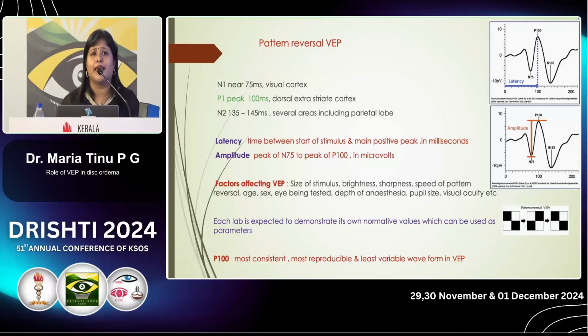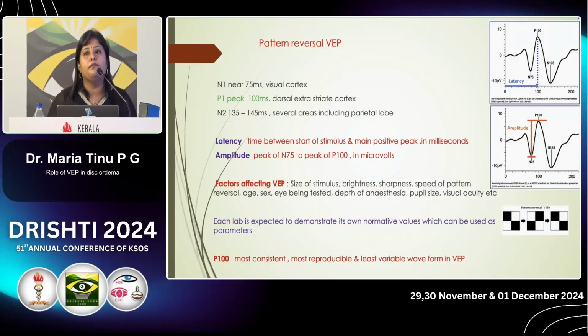Coming to the most reliable waveform, the pattern reversal VEP. We get mainly three waveforms. The first is a definitive N1 negative wave, which occurs near 75 milliseconds from the visual cortex. Then comes a prominent positive P1 peak at 100 milliseconds from the dorsal extrastriate cortex of the mid-occipital gyrus, and the N2, a negative wave, which is variable. It can range from 135 to 145 milliseconds, and arises from several areas, including the parietal lobe.